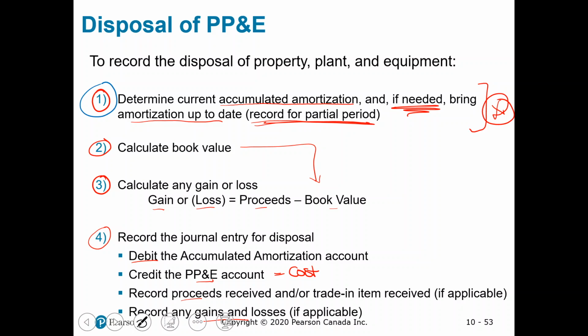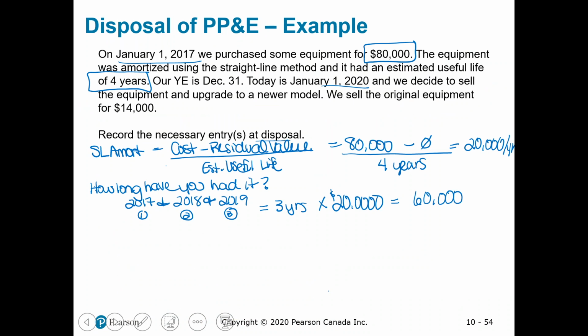Now we ask the question, are we up to date? Well, in this case, we are, because we recorded this amortization at December 31st, and now we're selling it on January 1st. So no time has passed. We don't need to book any new amounts. So this $60,000, that is our accumulated amortization in this case. So that's our part 1.